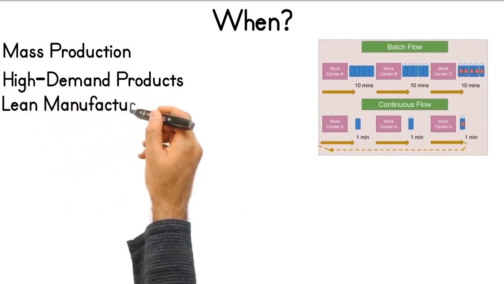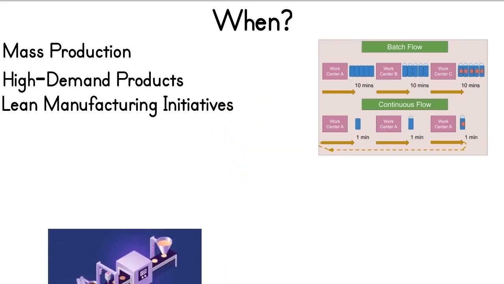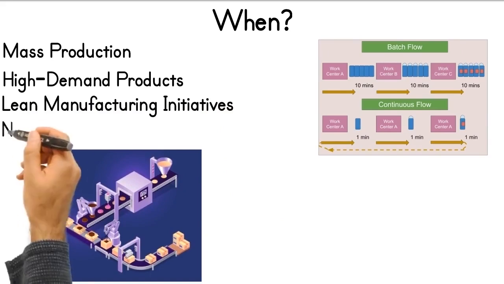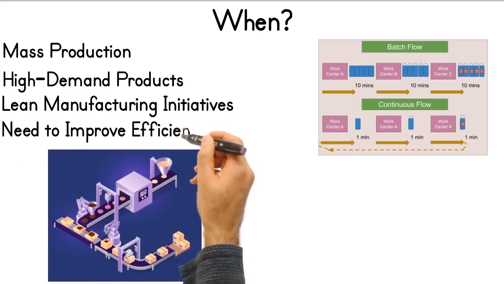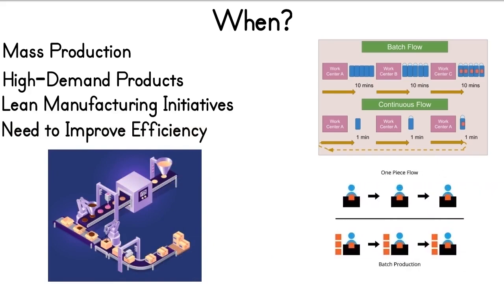It is an integral part of lean manufacturing processes aimed at waste reduction, just-in-time production, and process optimization. When there is a need to improve efficiency, continuous flow is adopted when there is a need to increase throughput and improve the overall efficiency of the manufacturing system.